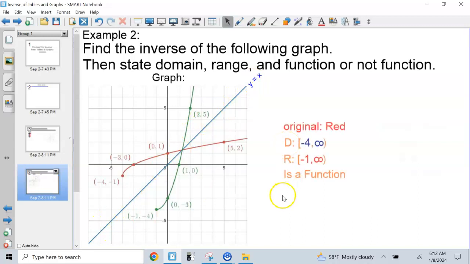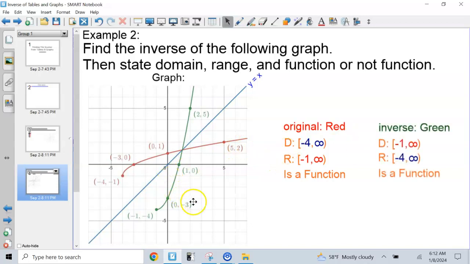Anyways, for the original, the domain, it goes left to -4, goes right to positive infinity. The range, it goes down from -1, goes up to positive infinity. This is a function, it passes the vertical line test. The inverse, the green, it goes from -1 to positive infinity. Range, it goes from -4 to positive infinity. And this is also a function.